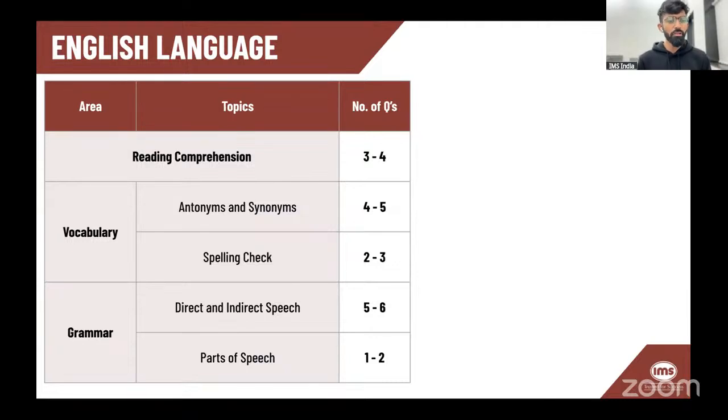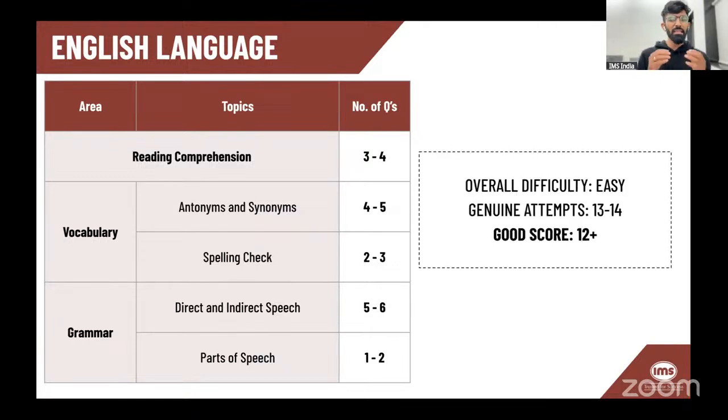In this, very important, your antonyms and synonyms, there were 4 to 5 questions. There were 2 to 3 questions where you need to know the correct spelling of that particular word. So your vocabulary would help you get 4 to 7 marks very easily in this. Grammar, there were 5 to 6 questions on direct and indirect speech. Every single student has reported finding direct and indirect in their paper. Parts of speech, again, there were 1 to 2 questions. Overall, out of 15 questions, there were easy 13 questions. You could have made 14 attempts also based on your vocabulary knowledge. And a good score for this section was 12 plus.